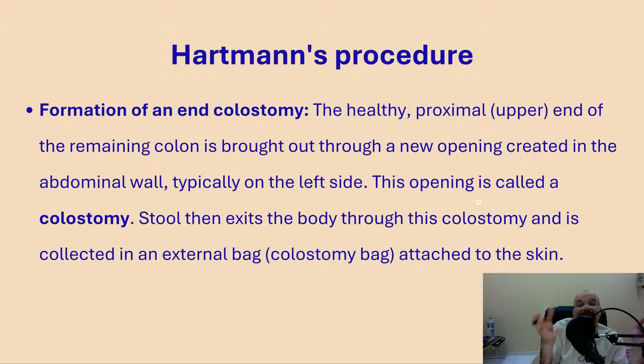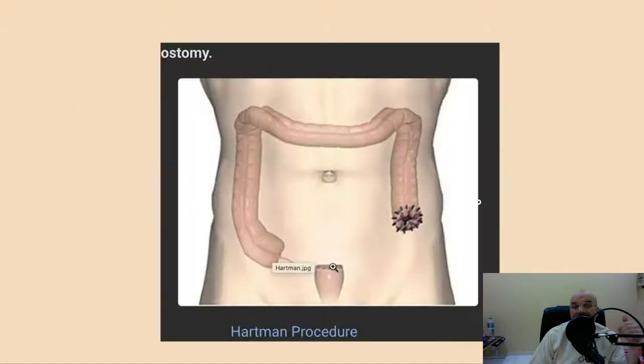And this is what we know, or what is most known, as the colostomy. When they use the term colostomy alone, they refer to the end colostomy, and they refer to the Hartmann procedure. The stool in this case will go out from the stoma to the bag, which is what we know as a colostomy bag. So this is in simple terms how it looks.